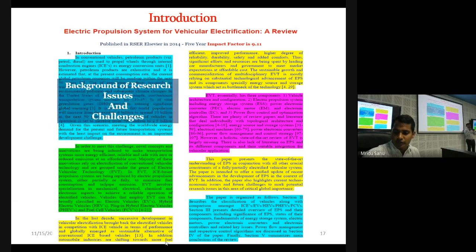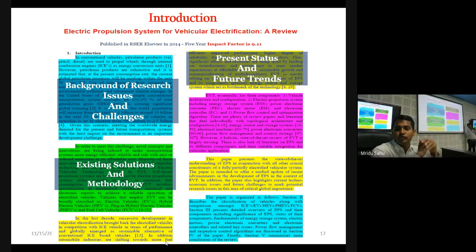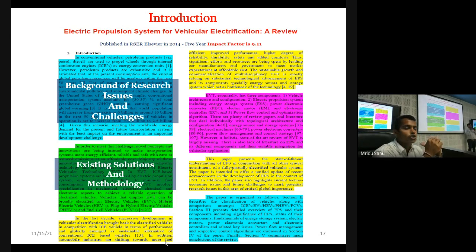Now coming to the introduction of a review paper. The previous introduction is for the research article, and this is for the review article. So the first thing that you should know is the background of research, issues and challenges. One of the most burning questions while writing a review paper is: what is the need of that review that you are doing? Already there are so many reviews available, far better than the kind of review that you are doing. What is the need of your review?